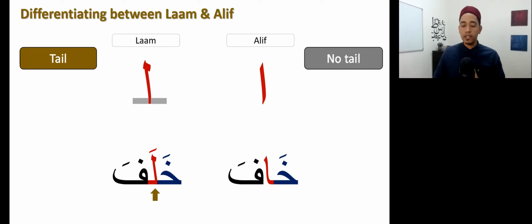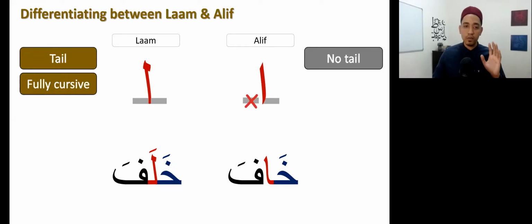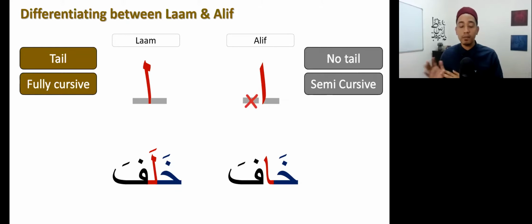Okay, let's look at, here we go, khafa, there's an alif mad. Can you see that the alif mad is not joined to the letter after it, to the left, because we said already the alif mad is semi-cursive, just like the other semi-cursive letters. So we see the alif joins to the letter before it on the right, it doesn't join to the letter after it on the left. And that will always be the case, absolutely always. So the second thing is we say that the lam is fully cursive and the alif is semi-cursive. So with these two clues, you will always 100% of the time be able to differentiate.